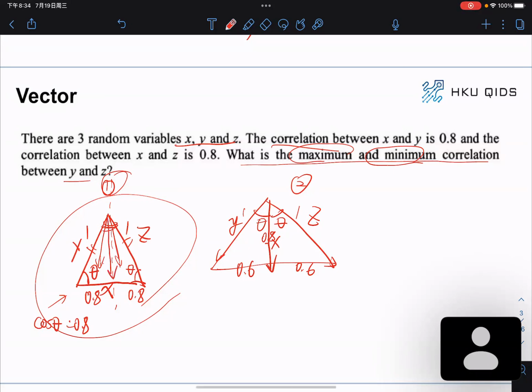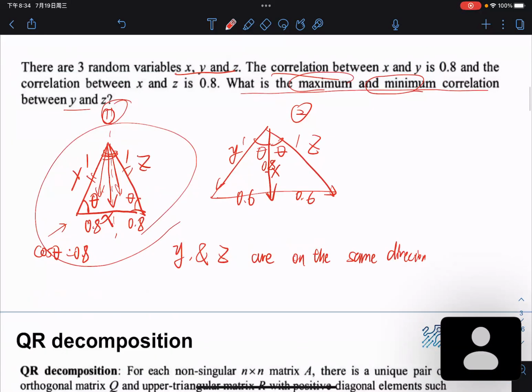The extreme case is that Y and Z are in the same direction. Right. And in that case, what's the correlation between Y and Z? Basically, it's going to be 1, right? Because basically they are the same thing. And now the problem comes to the minimum correlation.